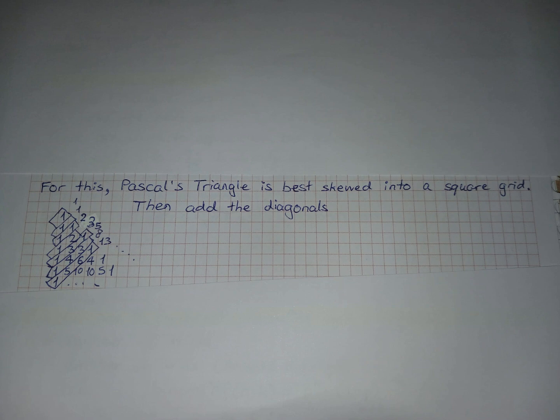The Fibonacci sequence is also in Pascal's triangle. It's best if you skew Pascal's triangle into a square grid and then add up the diagonals. You will get the Fibonacci sequence, which you can then use to calculate or approximate the golden ratio.